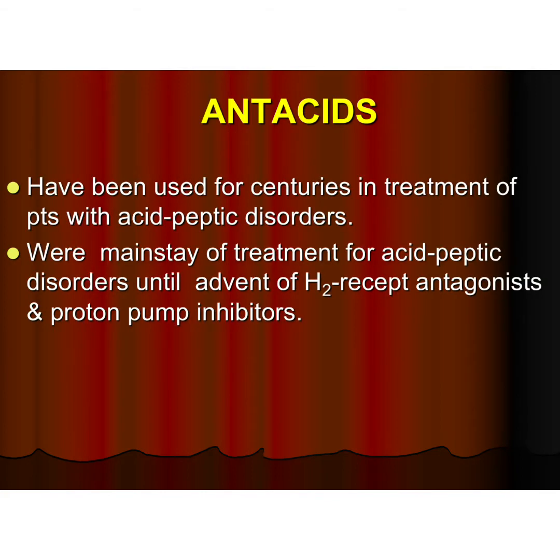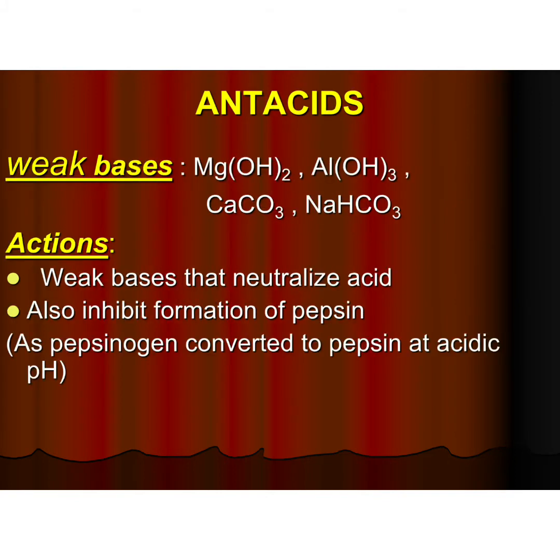The first category that we will discuss is antacids, and we have already discussed that antacids neutralize HCl. They have been used for acid peptic disorder for a long time, and they remained the mainstay of treatment until the advent of H2 receptor antagonists and proton pump inhibitors. Antacids are themselves weak bases, and they include magnesium hydroxide, aluminum hydroxide, calcium carbonate, and sodium bicarbonate. As antacids are themselves weak bases, they neutralize acid.